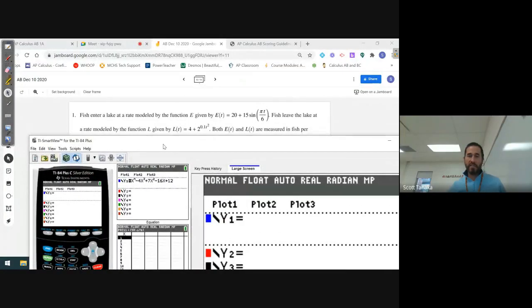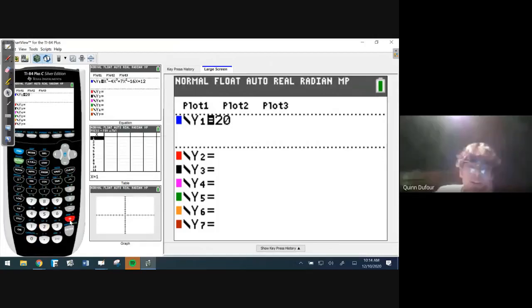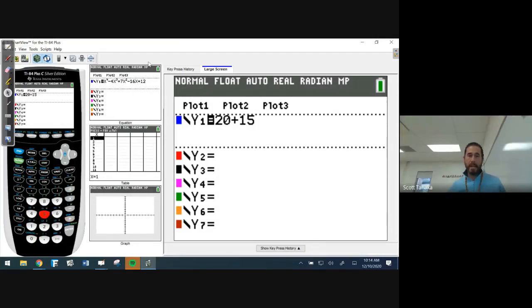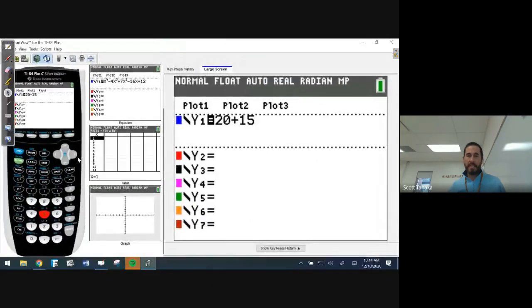20 plus 15 sine pi t over 6. Yep. So 20 plus 15 sine, so do the X for the T. Which means you better be in radian mode. It's pi x over 6. That should be the first one.